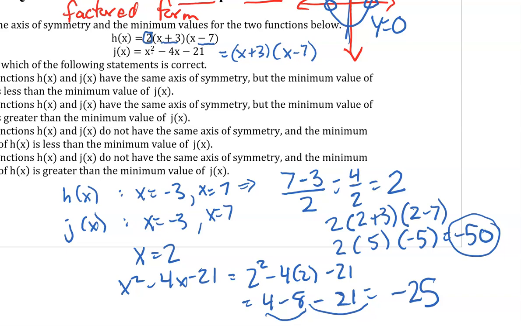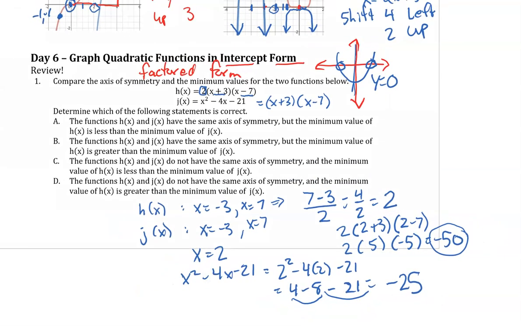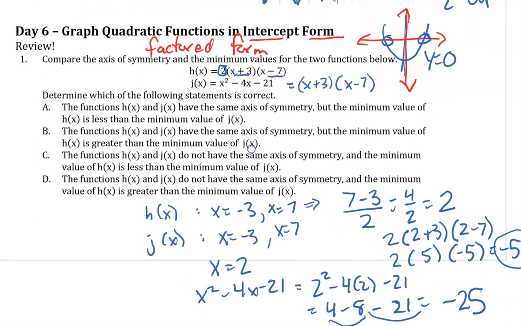So what's really going on here? Well, let's take a look at our potential right answers. The functions h of x and j of x have the same axis of symmetry. Well, that's true. X equals 2 for both. But the minimum value of h of x, negative 50, is less than the minimum value of j of x, negative 25. That's true. So A is definitely an answer.